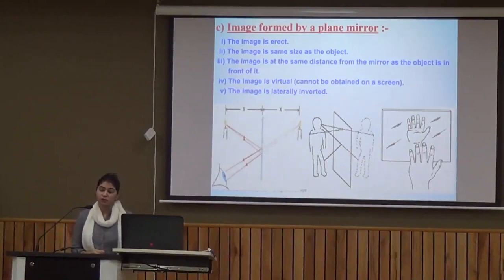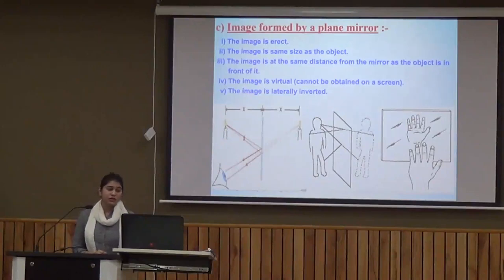Moving on to the first point, that the image is virtual and erect. Any image which cannot be obtained on a screen is a virtual image, and any image which can be obtained on a screen is a real image. A virtual image is always erect and a real image is always inverted. So, virtual and erect is the nature of the image formed by a plane mirror.